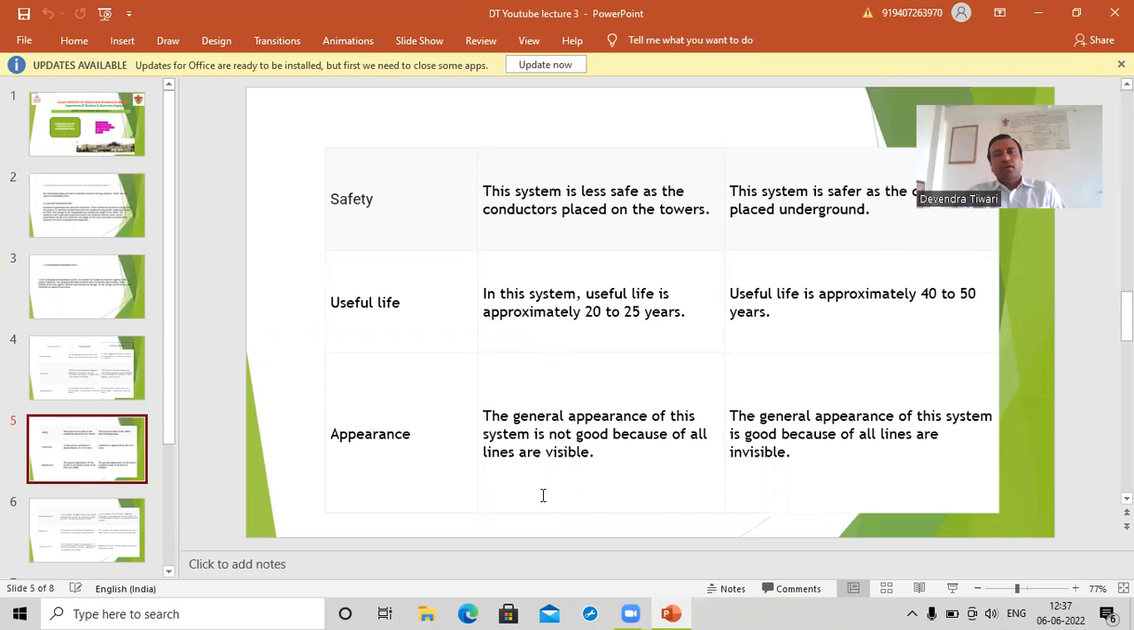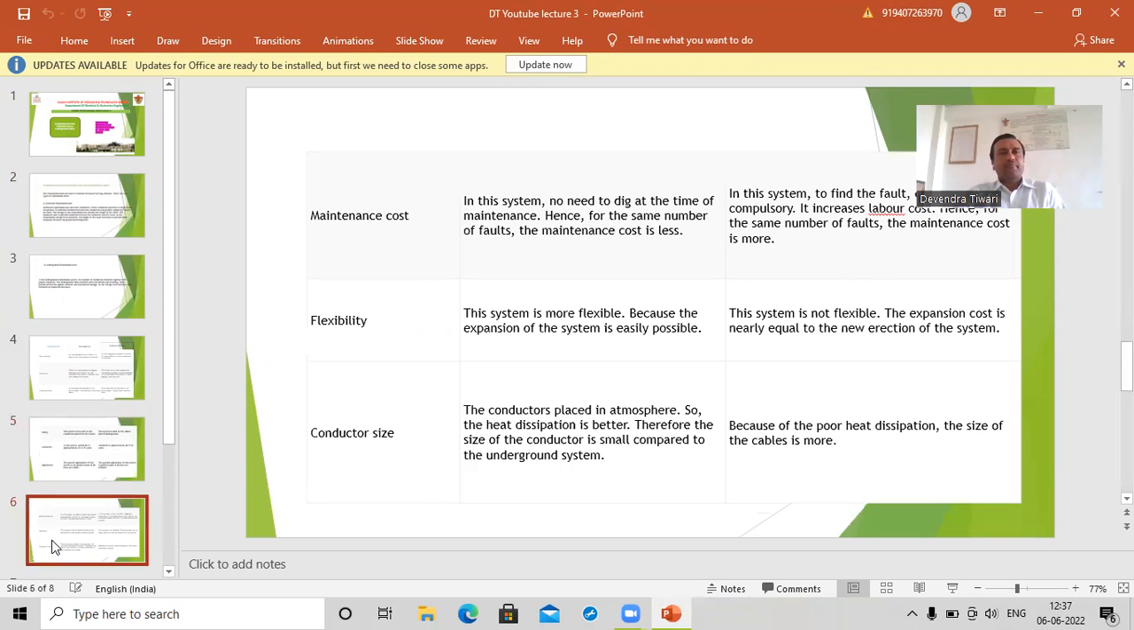But in case of underground cable, the general appearance of the system is very good because all lines are not visible; they are hidden. Right? Now we move to the next slide.